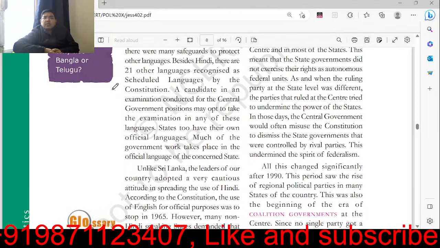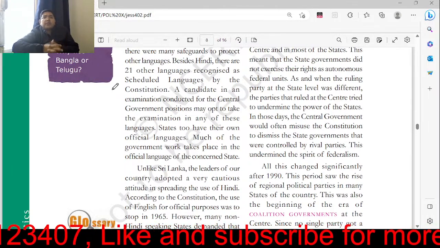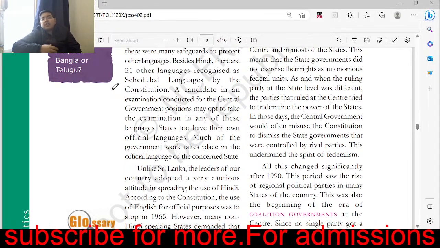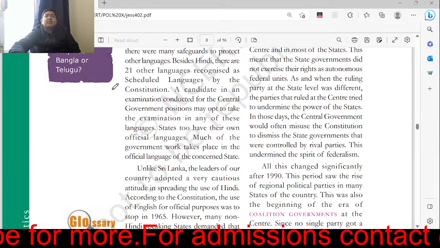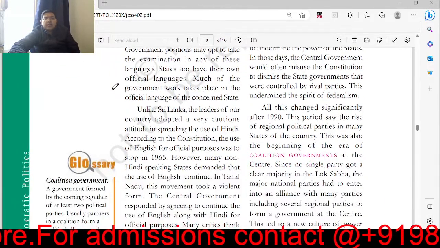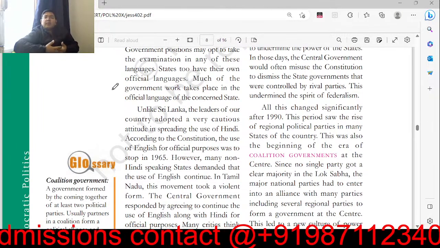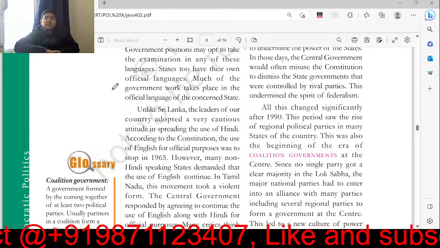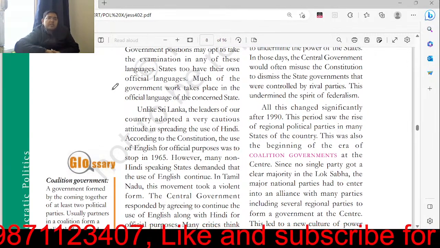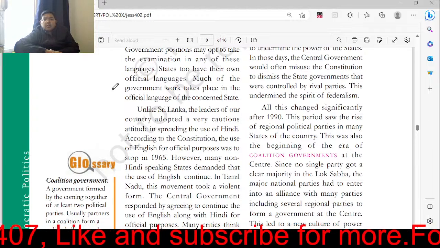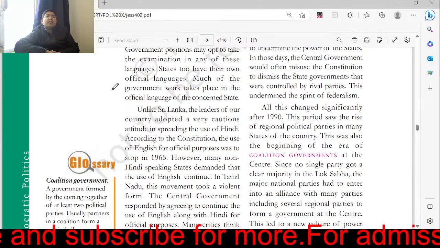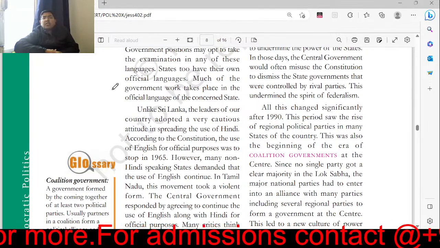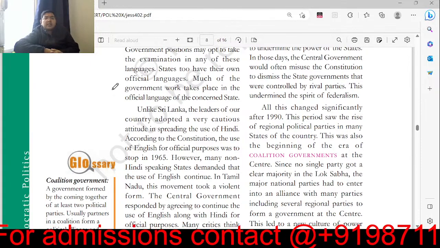So according to the constitution, we have English as our official language for official purposes. Although it was to stop in 1965, since then we are still using English as our second official language. The reason being that at that point of time, when the time came to end the use of English, many states, especially the southern states of India, questioned the concept, because they were still working in their mother tongues, and English was the language of communication for them to communicate at the national level.